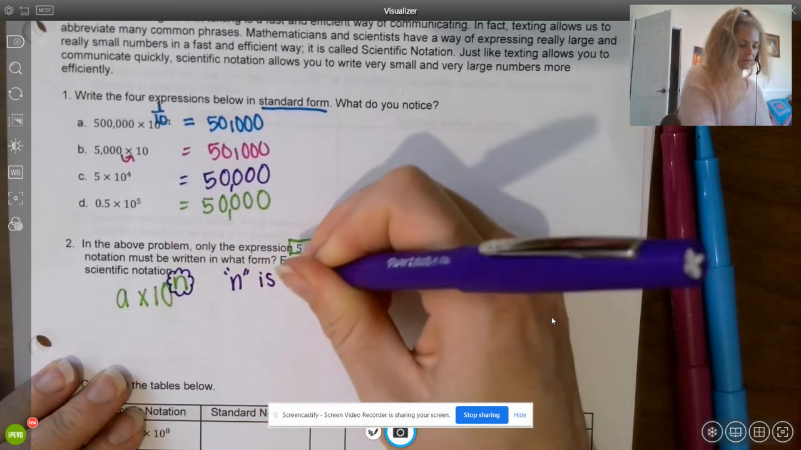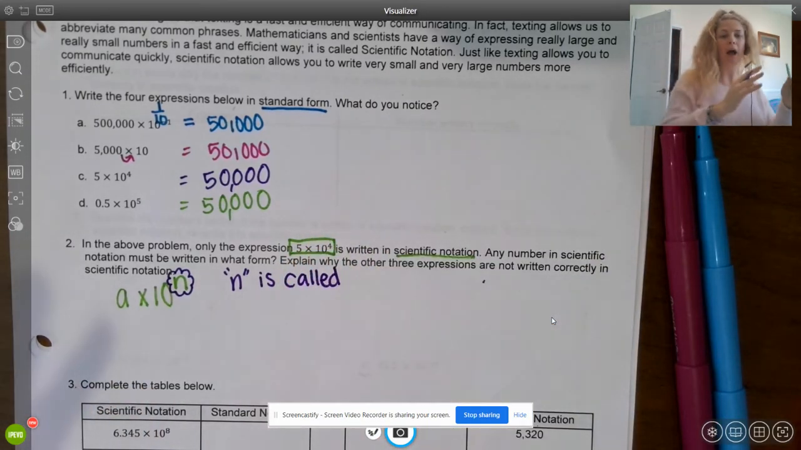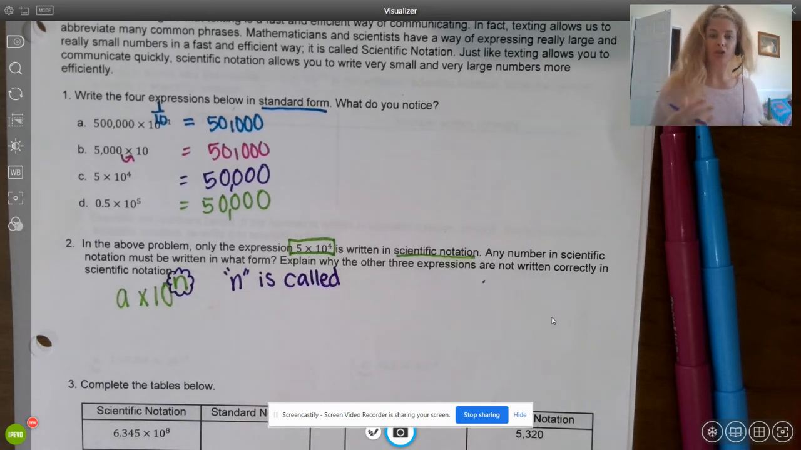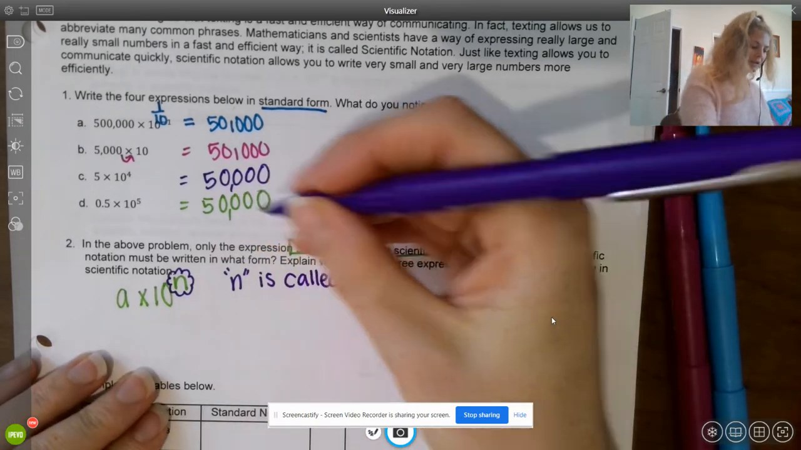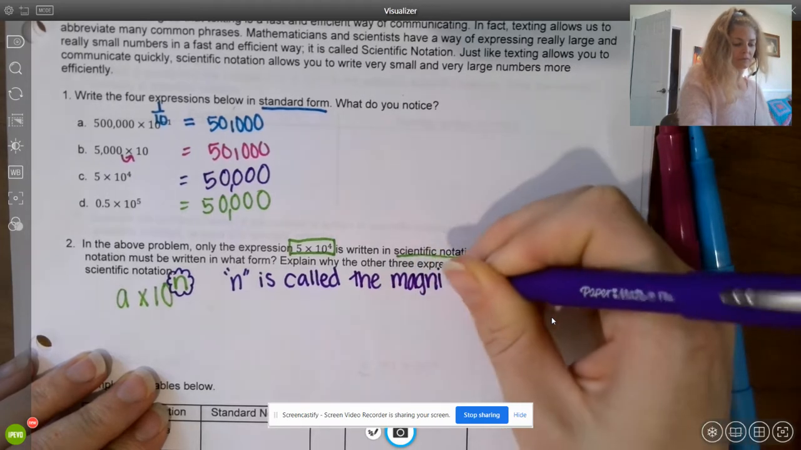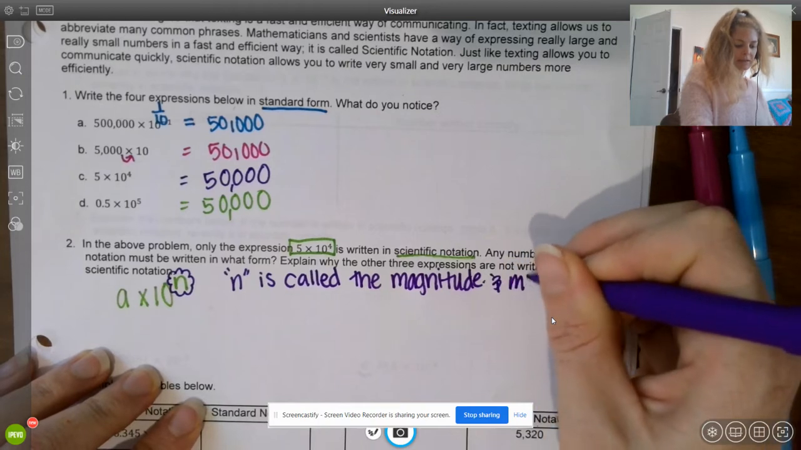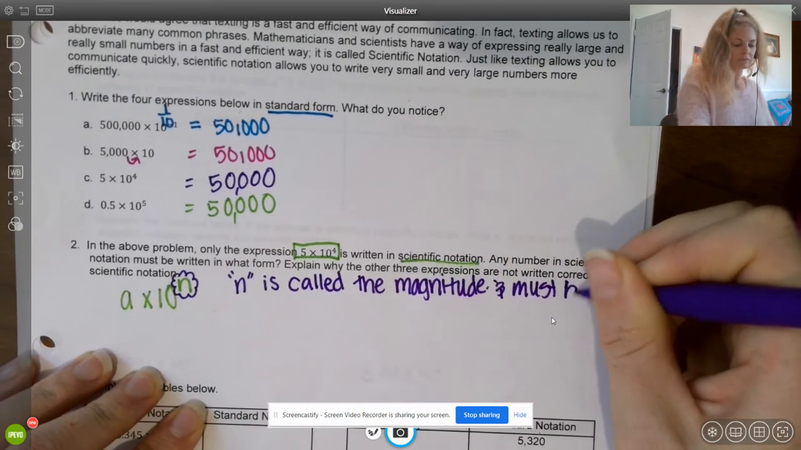N is that power of 10. It's going to determine how big, if it's positive, or how small, if it's negative, this number actually is in standard form, what the value is. Thinking about other things where we talk about how large something is, like an earthquake, what's the magnitude of an earthquake? So n is called the magnitude and must be an integer.